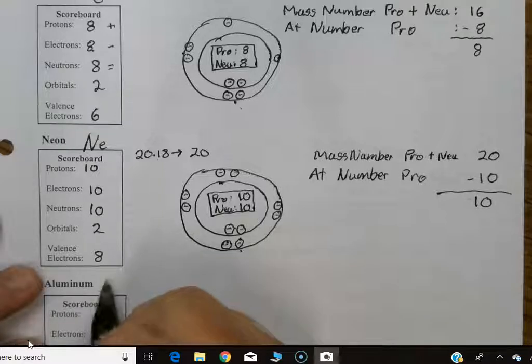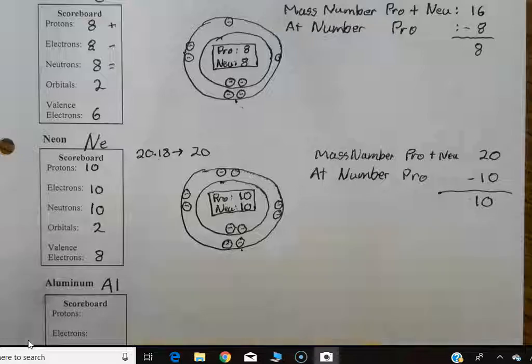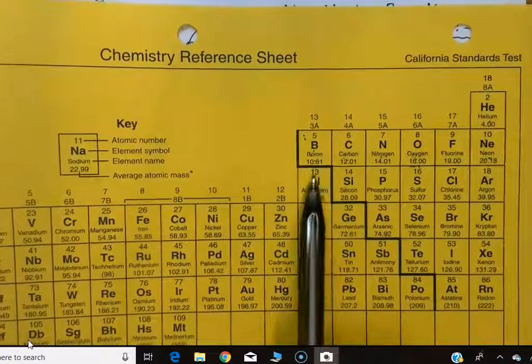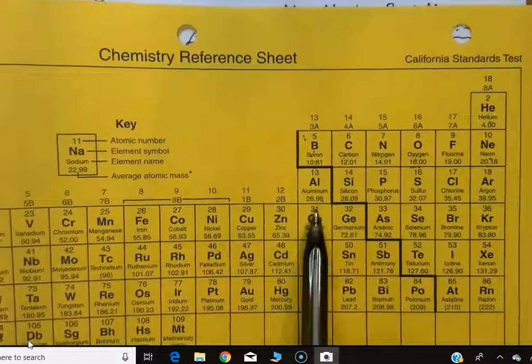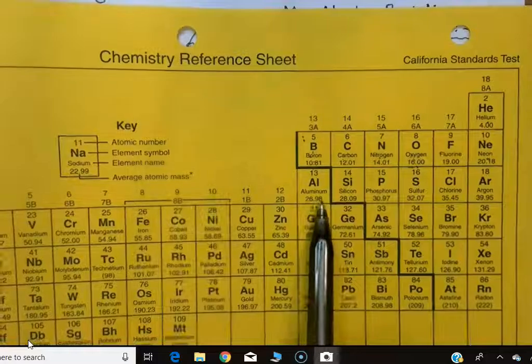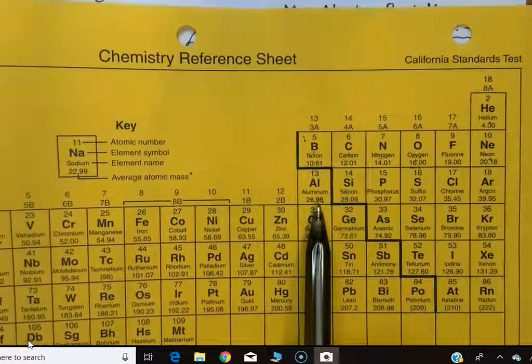Okay, let's continue with aluminum. Al, find that on your periodic table. There it is. We see it's down in the third row. It has an atomic number of 13 and an atomic mass of 26.98. So you can see that's going to round up to 27.